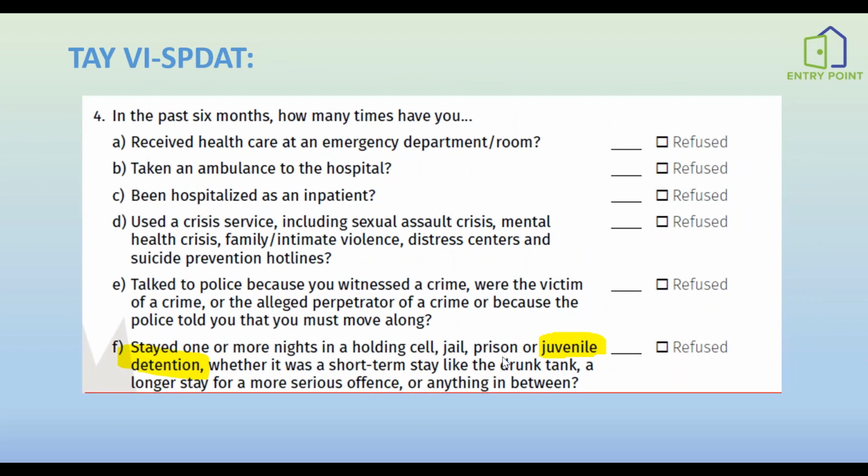We're looking at some questions. We're not going to go through all these at all, but some of the questions that you already see on the individual VI SPDAT have, again, just some slightly different wording or options on the youth one. So they name juvenile detention as a possibility when they're talking about the incarceration parts.